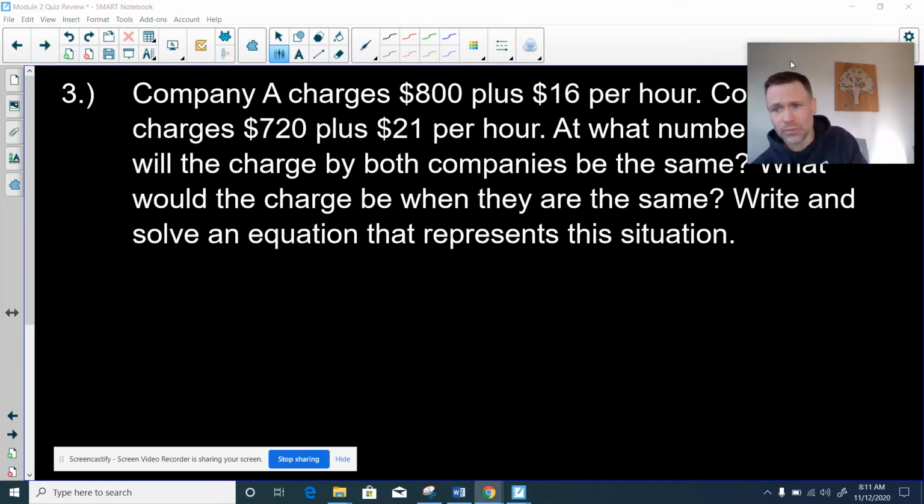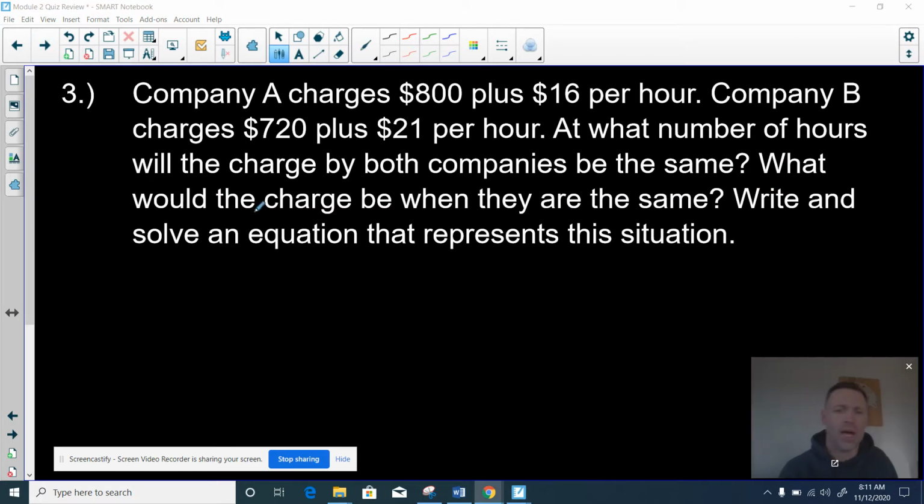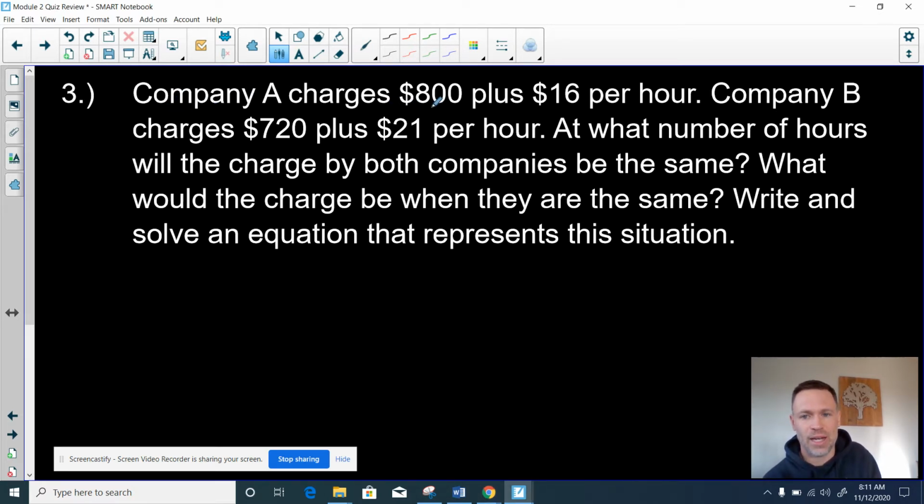All right. Another thing that we did was we set up equations based on real world situations. So let's look at this one. This is actually something that I do quite often when I'm trying to figure out who I'm going to hire for any kind of service. So pay attention here. Company A charges $800 plus 16 bucks an hour. Company B charges $720 plus $21 per hour. At what number of hours will the charge by both companies be the same?